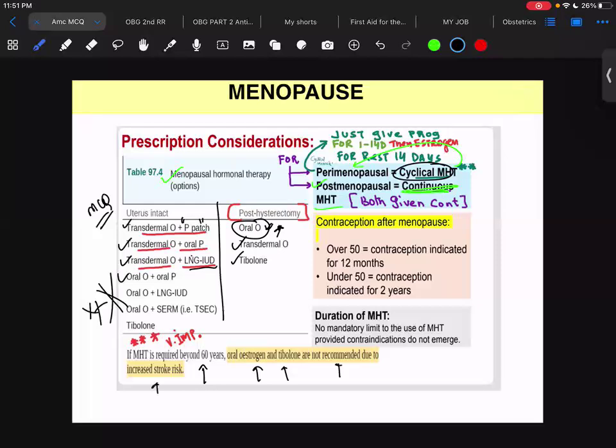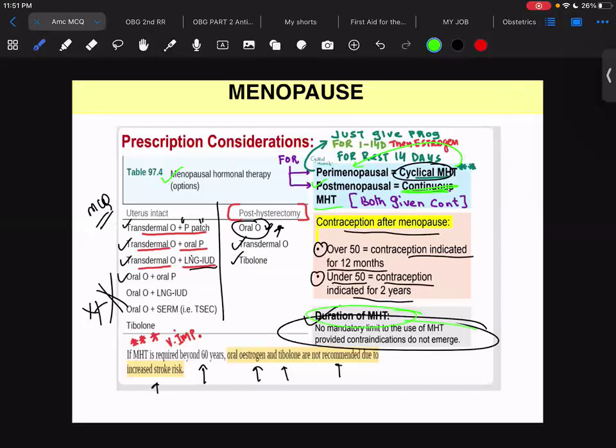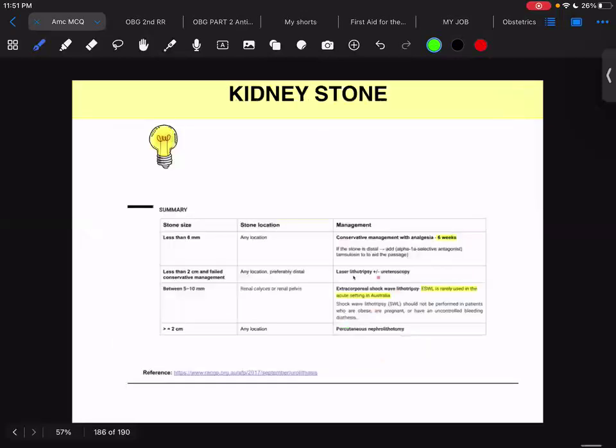Very important: contraception after menopause. If the patient is over 50, contraception is indicated for 12 months. If she is under 50, like 49, contraception is indicated for 2 years. Duration of MHT: there is no mandatory limit to the use of MHT provided contraindications do not emerge. This is very, very important. There is no limit for that.